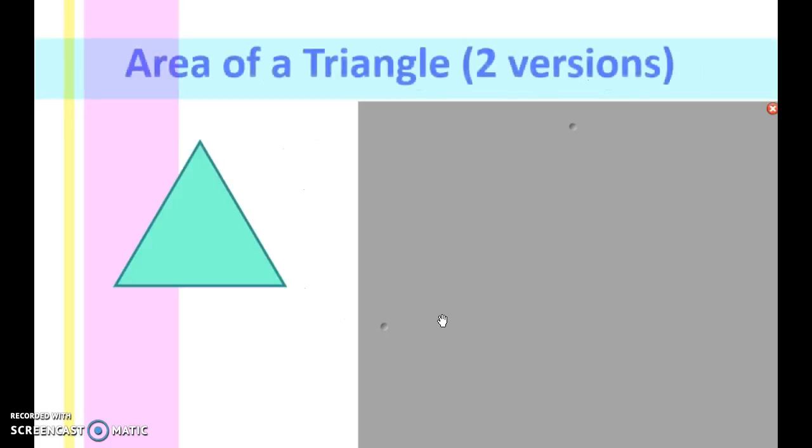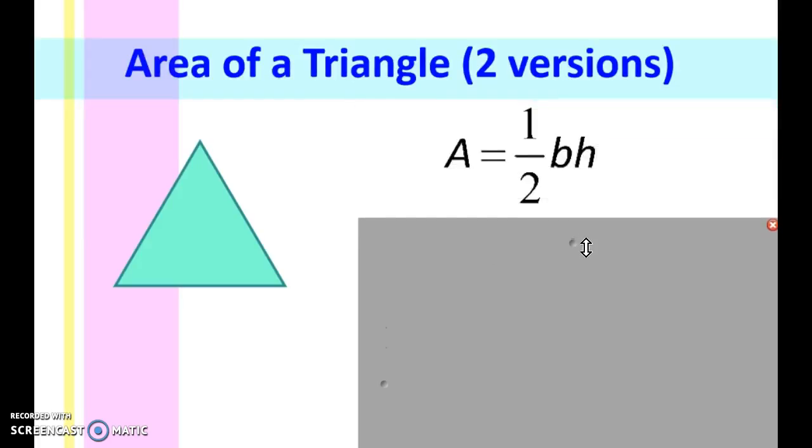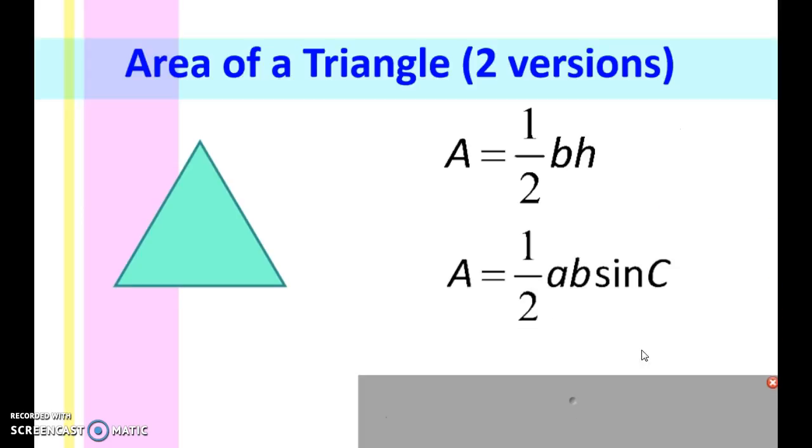Okay, next we have the area of a triangle, which I know that you remember the first formula, area equals 1/2 base times height. The second one is a little more specific. Area equals 1/2 AB sine of C, where A and B are two sides, and the C, the angle, is the angle in between the two sides.